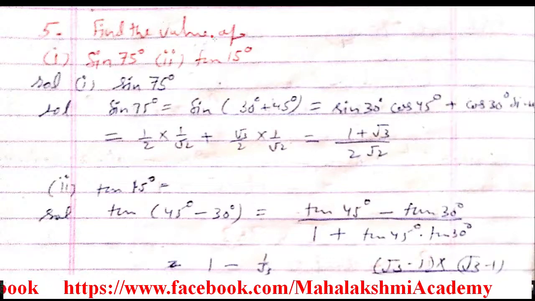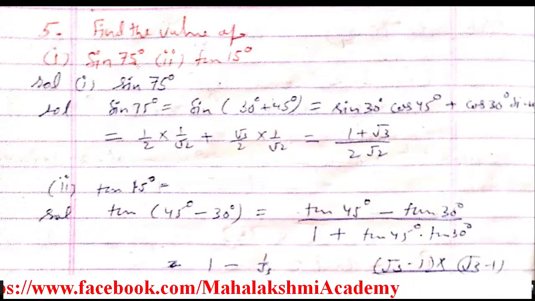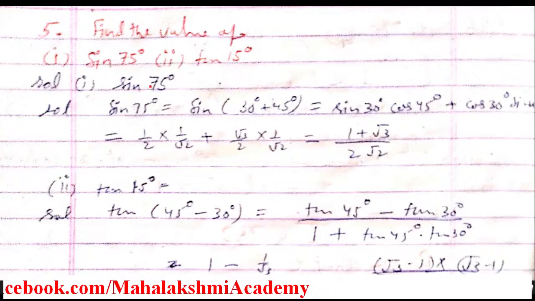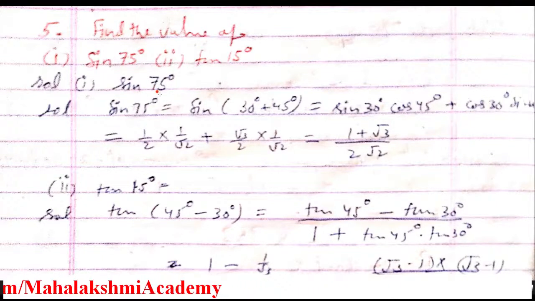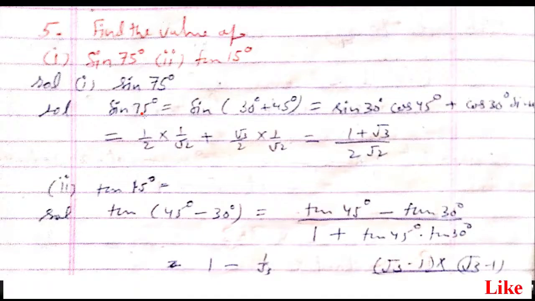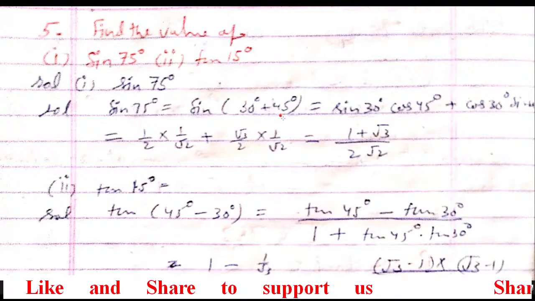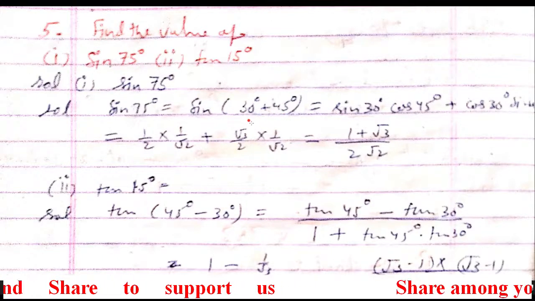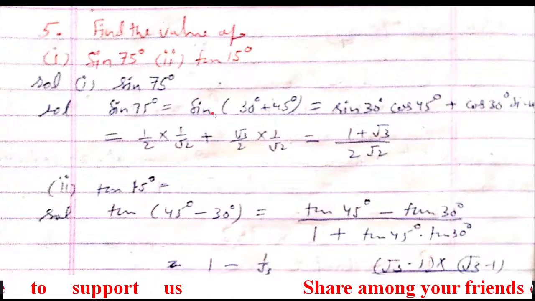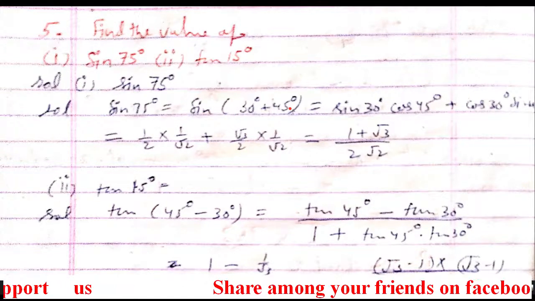In question number 5, we have to find the values of sine 75 degree and tan 15 degree. Now sine 75. Do we have this angle in our trigonometry table from 0 to 90? No, we don't have. That's why this 75 we have to split into some angles which we have in the trigonometric table. So this 75 degree we can write as 30 plus 45, because sine 30 and 45 both are present in the trigonometry table which we had learnt in the 10th class. Now here the sine a plus b formula you have to use.